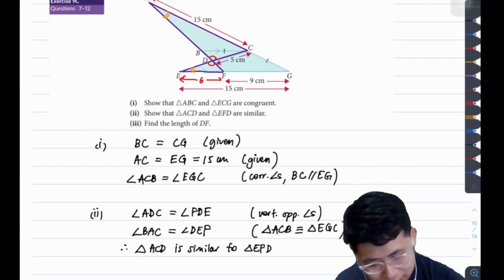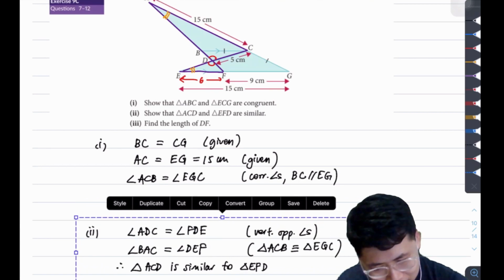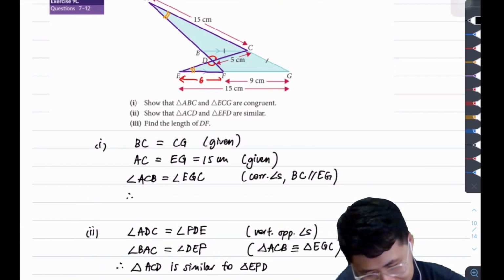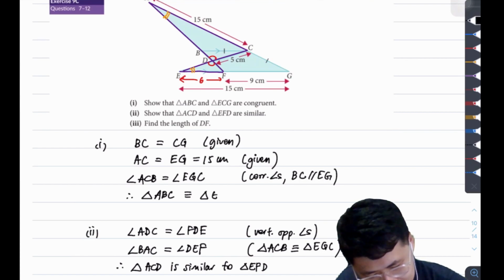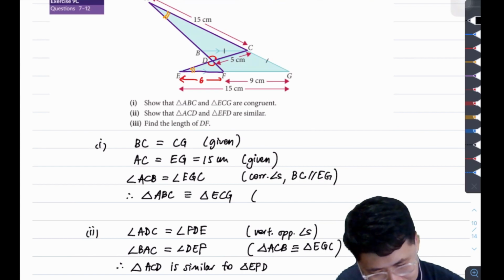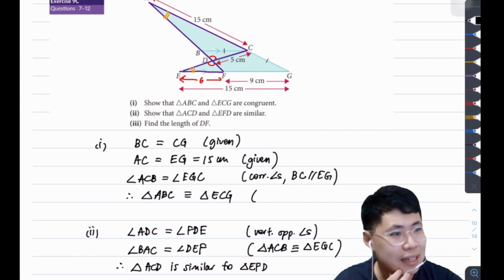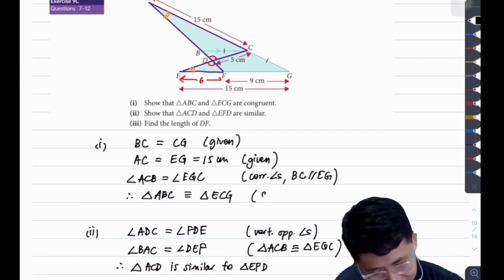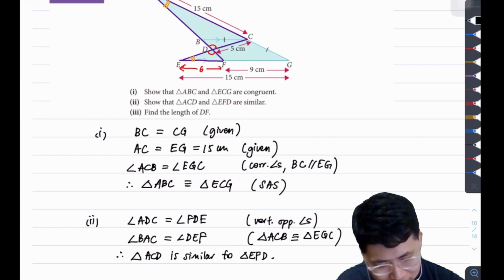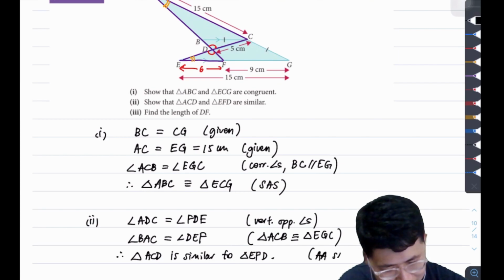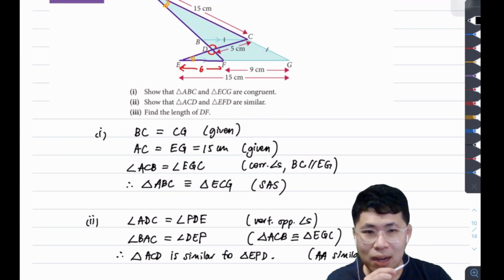Oh, no wonder something is missing. Because in part 1, I missed out the finale. The finale is triangle ABC is actually congruent to triangle ECG. Okay, and the reason was because of SAS congruence. Okay, so I'm just going to leave it here. Now ACD is similar to EFD because of AA similarity. Okay, so this is part 1 and part 2.